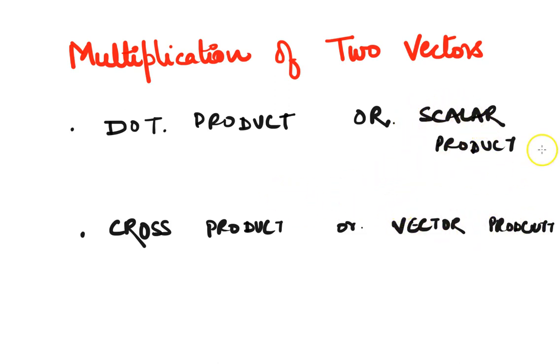By name, we can see that when two vectors are multiplied using a dot product, the answer is not a vector but a scalar quantity, and that's why it's called scalar product. However, when we do a cross product between two vectors, the answer is again a vector quantity, and that's why it's called a vector product. In this video, we will deep dive more into dot product, and in subsequent videos, we will talk more about cross products.